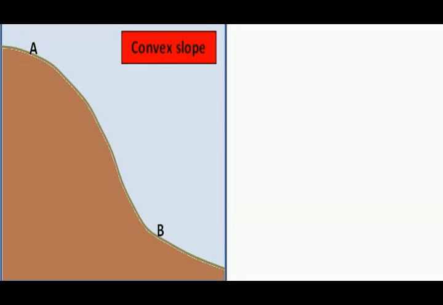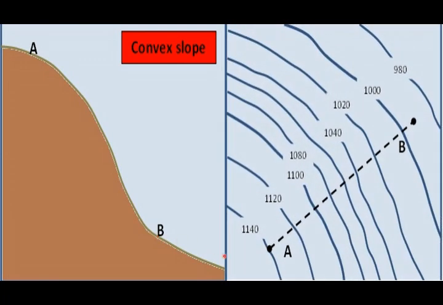Now a convex slope is the opposite of the concave slope, whereas we can see here in the upper part of the slope, the slope is actually gentle, but as we go further down the slope, it begins to get steeper, forming our convex slope. Here we have our corresponding contour showing where the lines are further apart in the upper section from A, which is the upper part, but as we go further down towards B, the lines begin to get closer, indicating that the slope is now getting steeper.